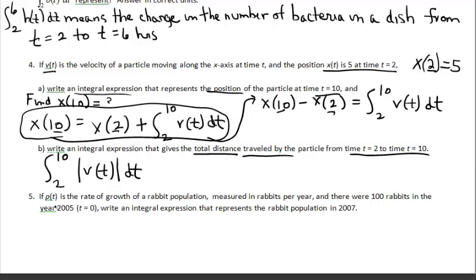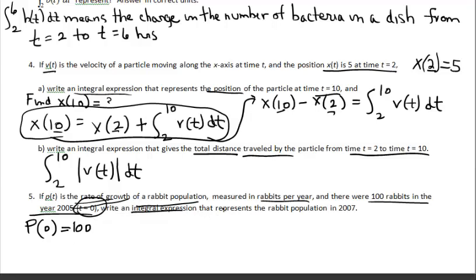5. If lowercase p of t is the rate of growth, so derivative right there, of a rabbit population measured in rabbits per year, 100 rabbits in the year 2005. Notice it's t equals 0. They're coding your data. So what I can do is I can interpret right there, that is my initial condition. The uppercase P population at 0 or 2005 was 100 rabbits.